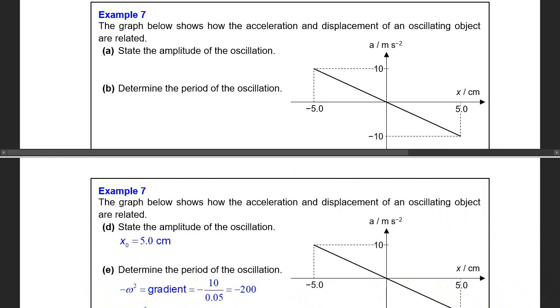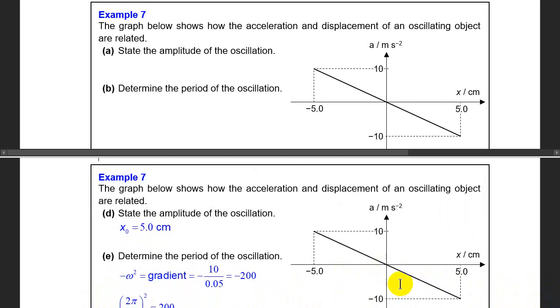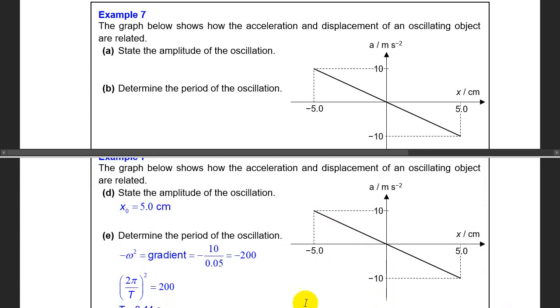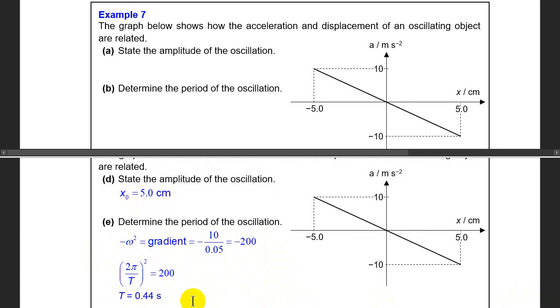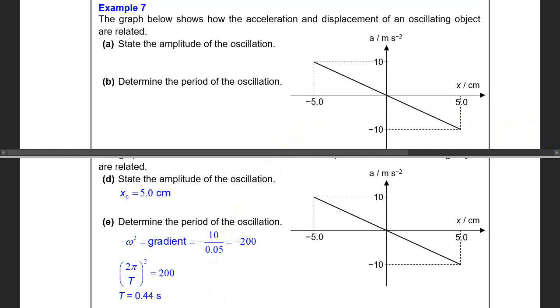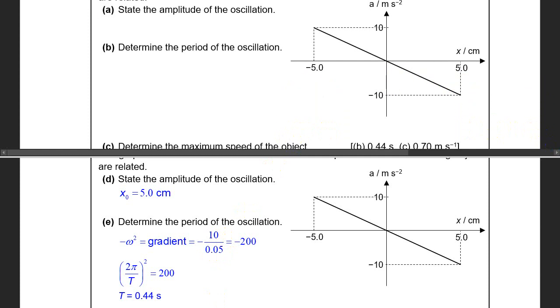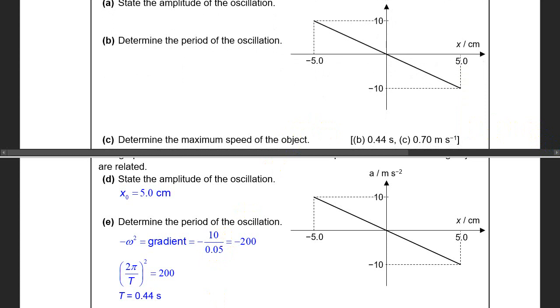And for the gradient, it'll be easier if you just use half of the graph. So it's minus 10 over 0.050. We now have to convert to meters because we want our answer to be in seconds. So we work out that minus omega squared is actually minus 200, and then the negative signs cancel away. So omega squared is 200, and omega we know is 2 pi over T. From there we can find T, which is the period, 0.44 seconds.